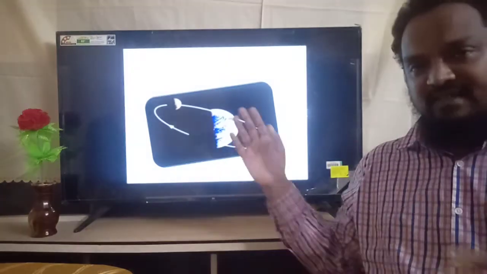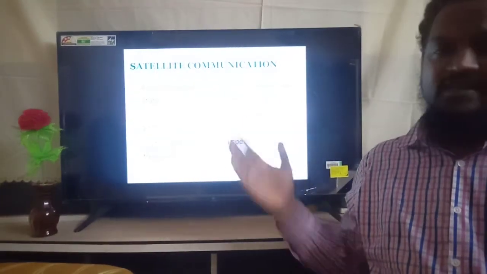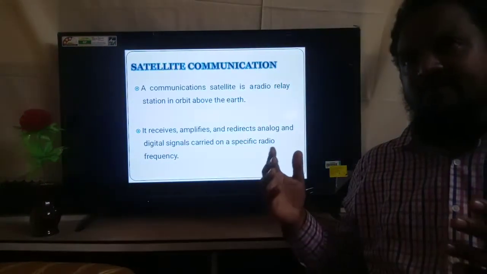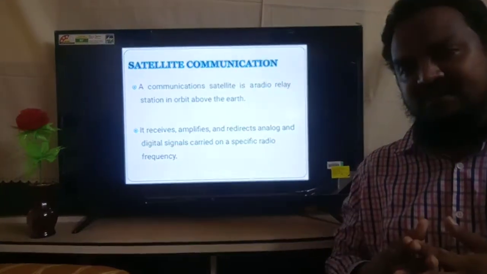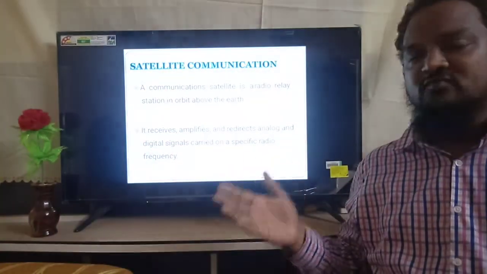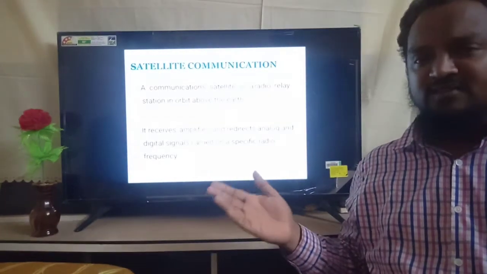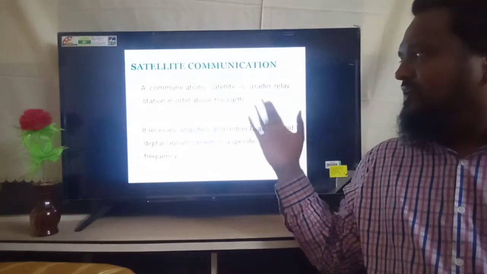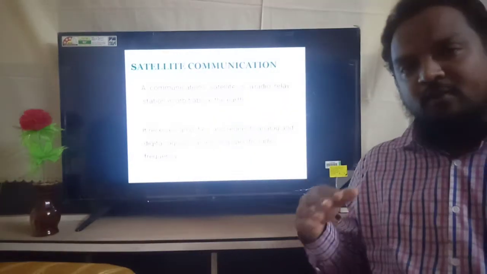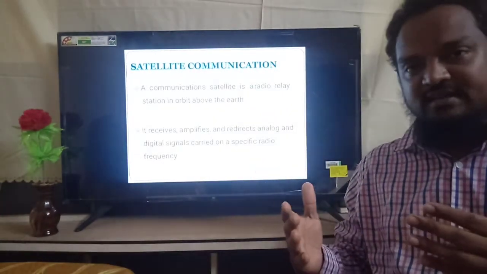Now we'll move to the next slide and see satellite communication. The most important application of satellites is communication. There are various types of satellites, but communication satellites are very famous because of their wide application, and nowadays people generally use satellites for communication. A communication satellite is a radio relay station in orbit around the earth. It works as a radio relay.